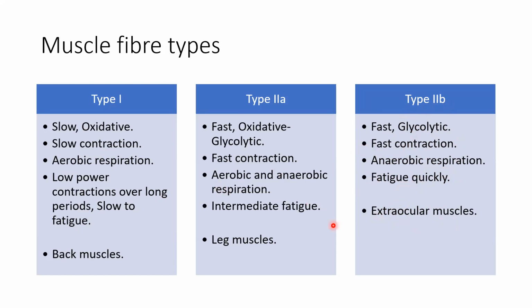So then in between, you have type 2A. So this is type 2B, this is type 2A. They are also considered fast, and they use both oxidative and glycolytic metabolism, so there's aerobic and anaerobic respiration. They have fast contraction and show intermediate fatigue. These types of fibers are mostly found in leg muscles.